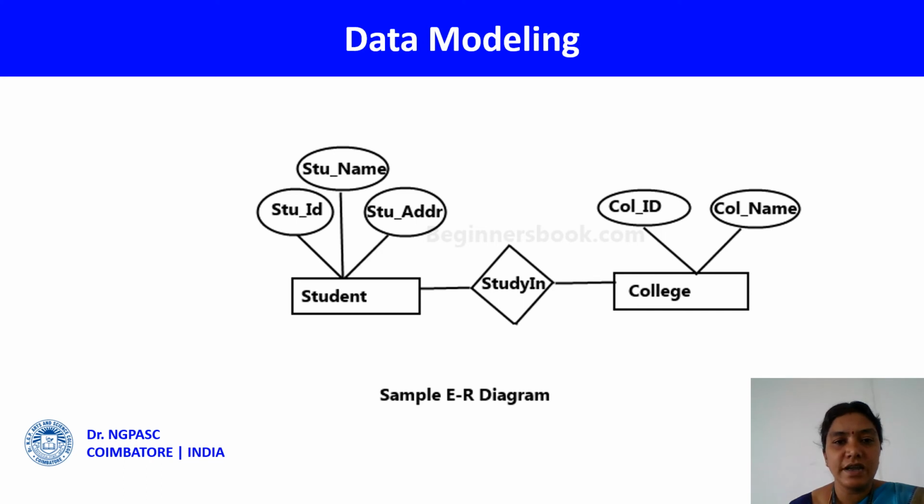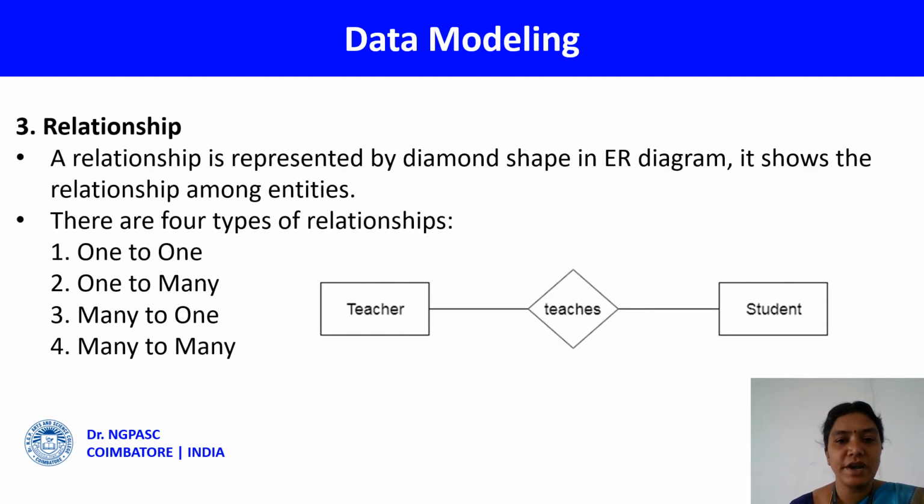Considering an entity relationship diagram, we may have any number of entities, any number of attributes and any number of relationships. Here a simple diagram is shown. Talking about relationships, the relationship is represented with the help of a diamond symbol in the entity relationship diagram. It is used to establish a relationship between the different entities. In this picture, we have two different entities: one is teacher and another one is student. The relationship which exists between teacher and student is teaches.